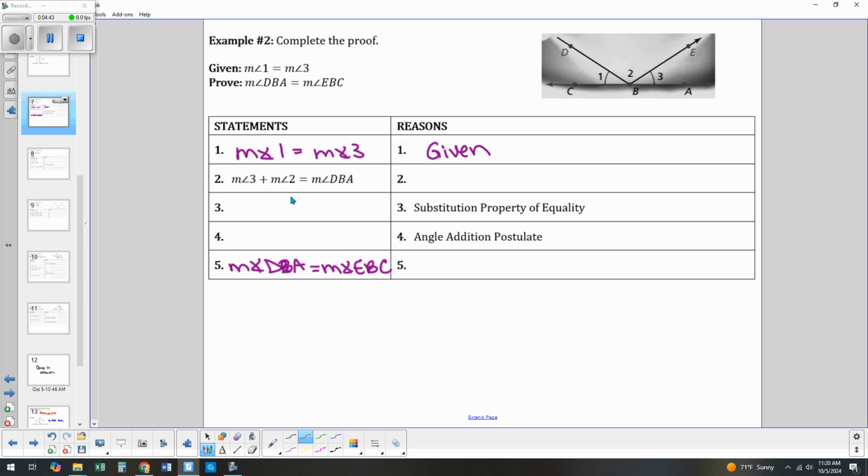Step 2 says the measure of angle 3 plus the measure of angle 2 equals the measure of angle DBA. So here is DBA, and DBA is in fact made up of those two smaller angles, angle 3 and angle 2. So this is the angle addition postulate. And now we're going to use substitution. If they're telling me to use substitution, I had an equation here, and 3 was the same thing as 1. So instead of writing 3, I can write 1.